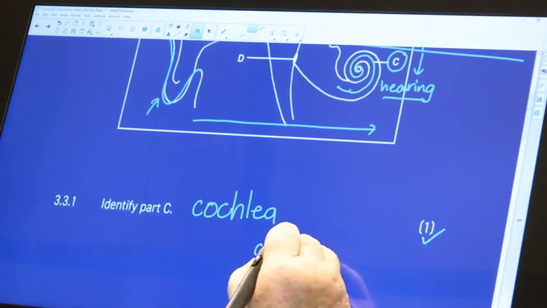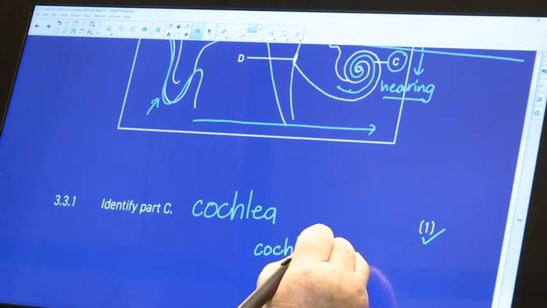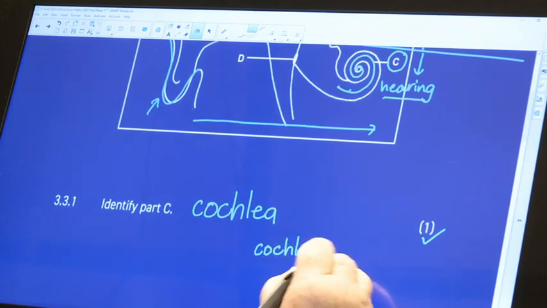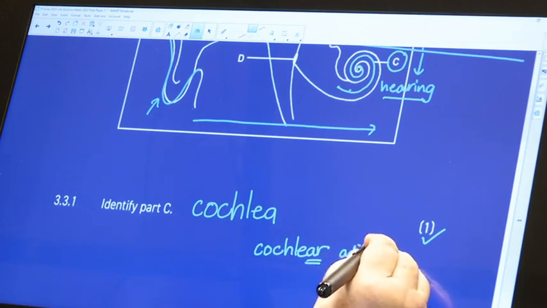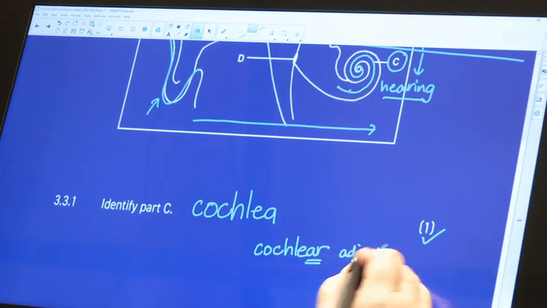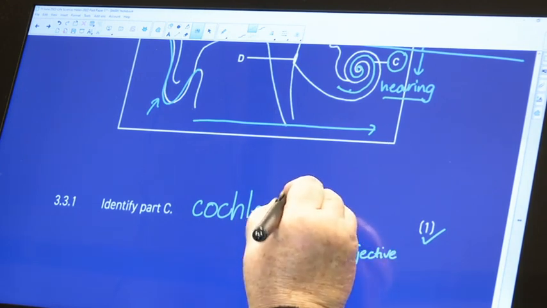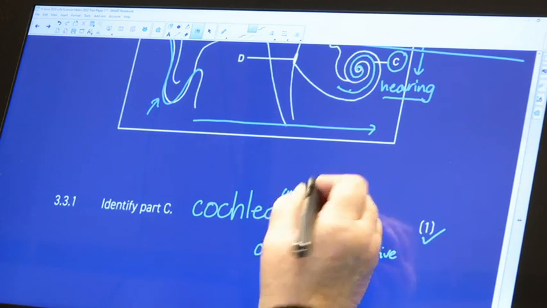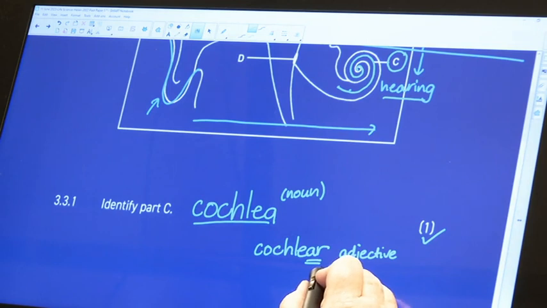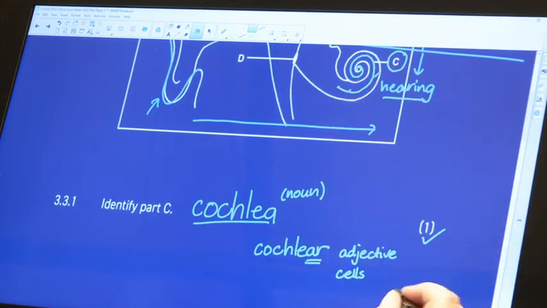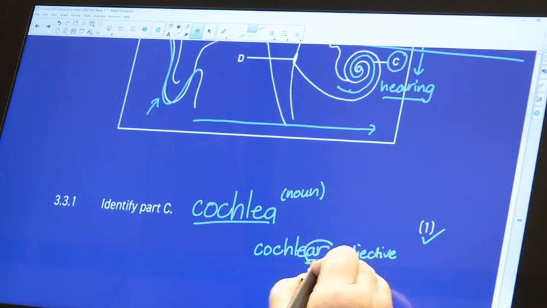You may have seen this word, cochlear. That is when we use the word as an adjective. So adjectives, remember, describe nouns. This is the noun, the thing, the part is called the cochlea, but we would maybe say the cochlear cells are found in part C, and that's when it gets an R on the end.